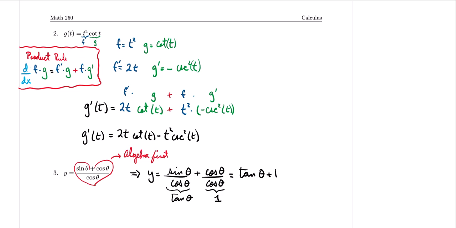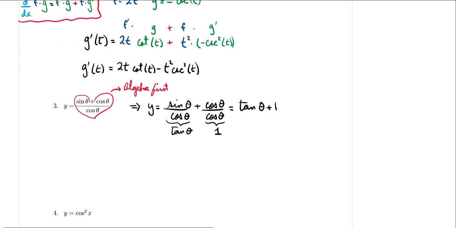Now, if I want to take a derivative, this is a much simpler derivative to take care of. So let's see, what would be the derivative for function y then? Well, y prime is going to be equal to the derivative of the tangent, which we know is secant squared theta, plus the derivative of 1, which is a constant, so it's 0. So there we go. This is our final answer. y prime is simply the secant squared of theta.